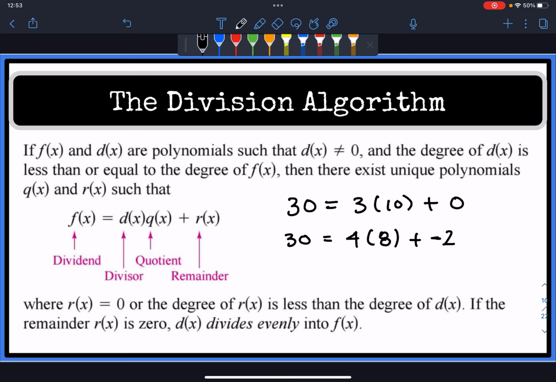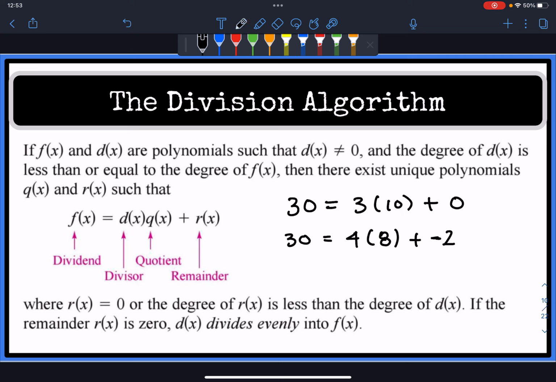So what this division algorithm is essentially saying is that any number, along with any polynomial, because a polynomial is just a long way of writing a number, can be written as a product of two things plus a remainder, again, of a positive or negative value. It doesn't matter.